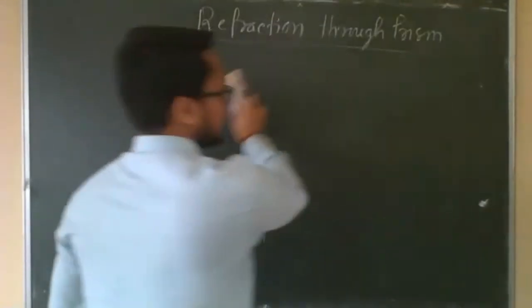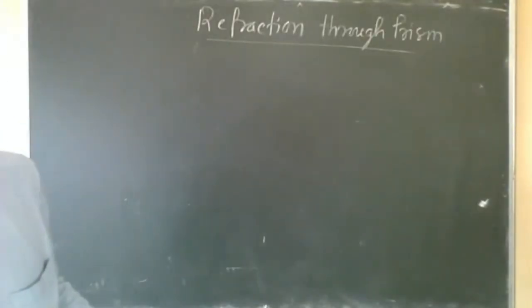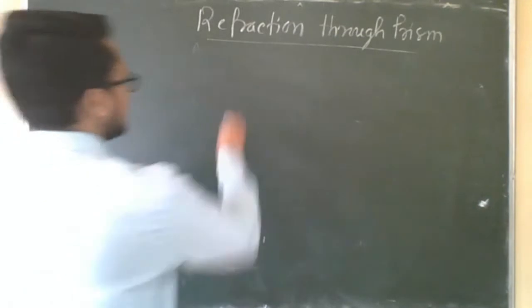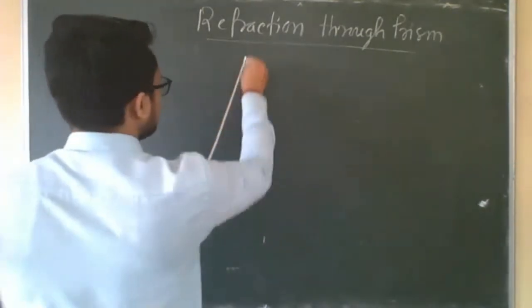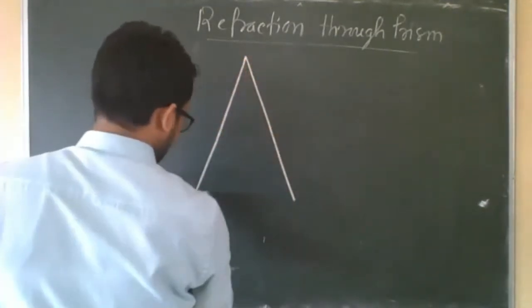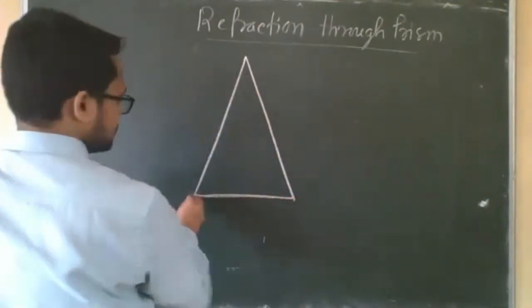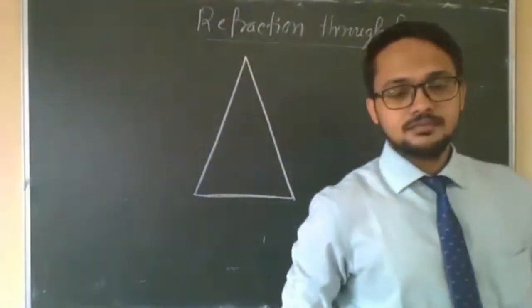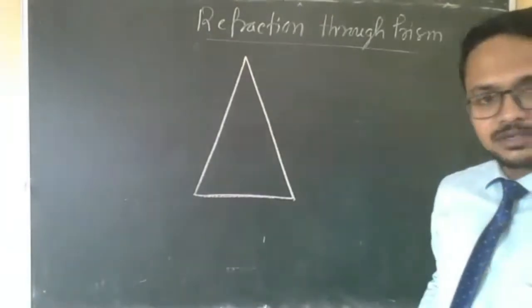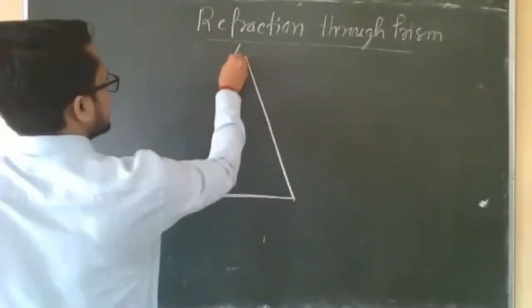Again, the same process. Normal incidence is given, but here the triangle is different. Two sides are equal. What is the triangle called when two sides are equal? Every time I forget this name. What is the name of this triangle?